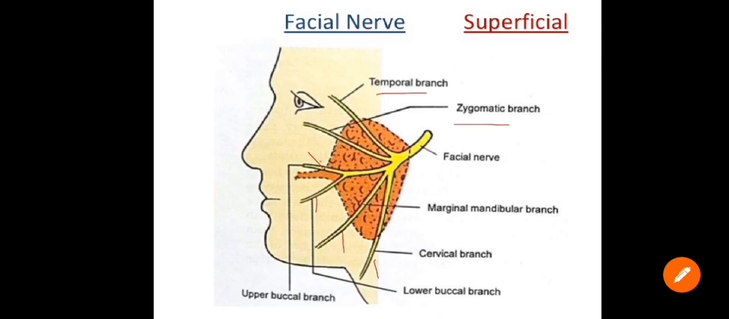The upper buccal is passing above the parotid duct. Okay, this is the parotid duct here, and the upper buccal is passing above it, and the lower buccal is passing below it.